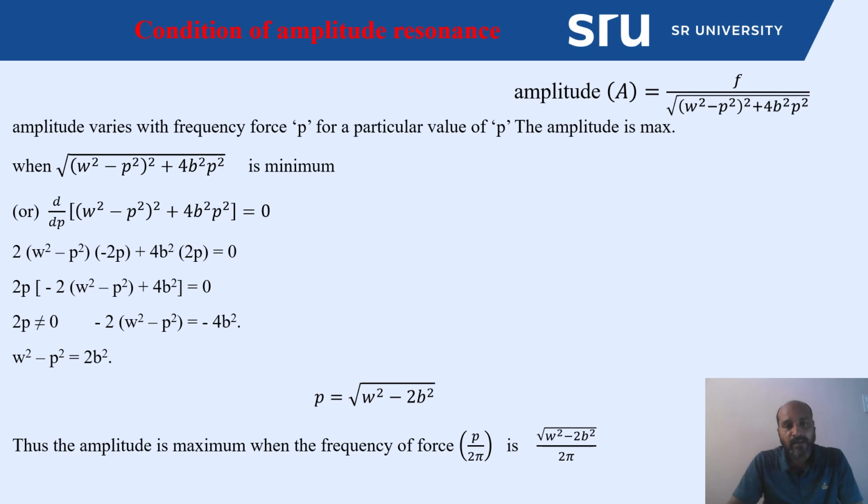Right? Even we can find that value. We can generalize its value by doing a simple mathematical operation. So now we are dealing with amplitude. First we will take the equation for amplitude, which we gave in previous slides. The amplitude of the oscillator is f by under root of (omega square minus p square) whole square plus 4b square p square. And what is our condition? This amplitude should be maximum. This is the condition for resonance.